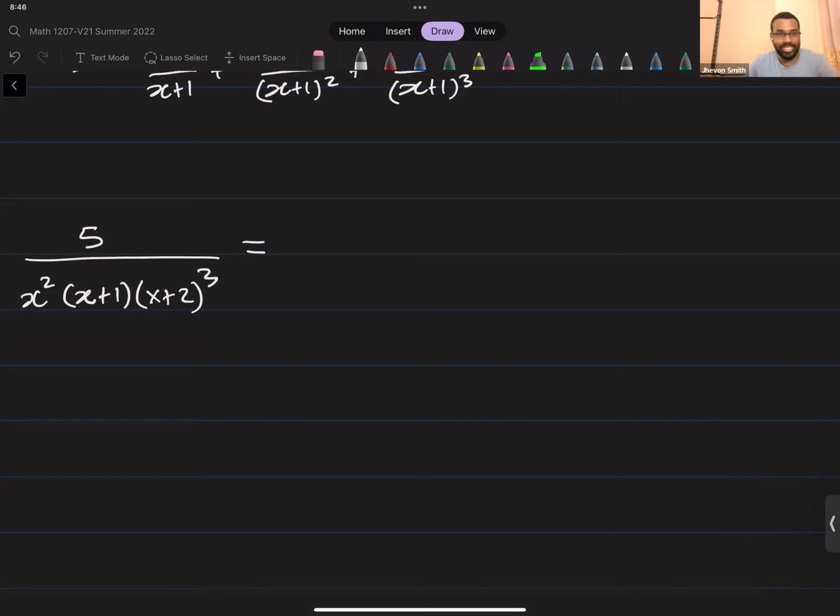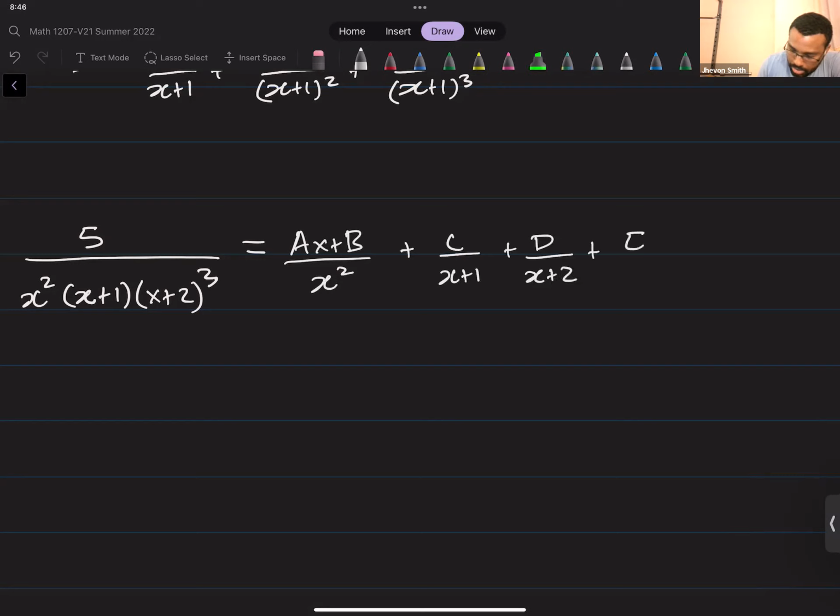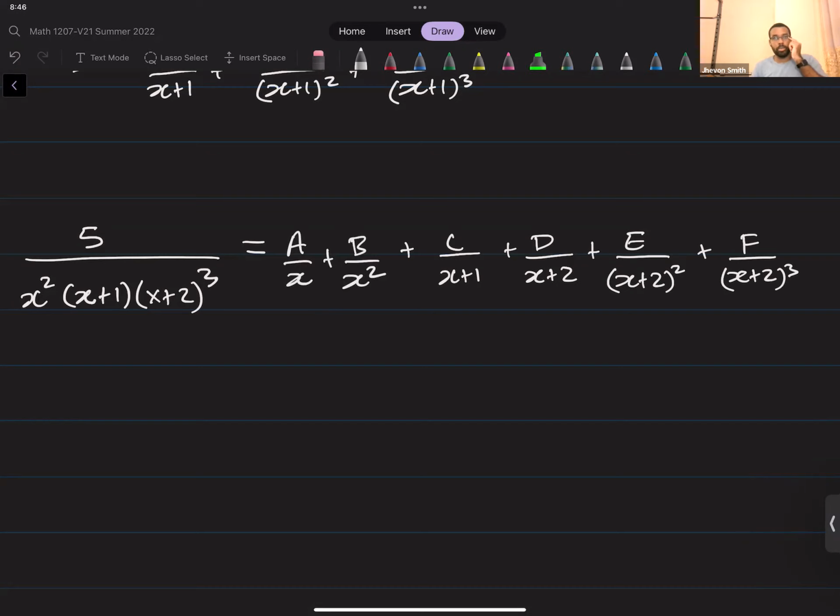If you insist. Okay. Ax plus b over x squared plus c over x plus 1 plus d over x plus 2 plus e over x plus 2 squared. Oh, sorry, I changed this to a cube. Yeah. So e over x plus 2 squared plus f over x plus 2 cubed. Right. By the way, this you could write as a over x plus b over x squared, right? The x is a repeated factor itself. Right, ax plus b simplifies to that. So yeah, that would be the partial fraction.